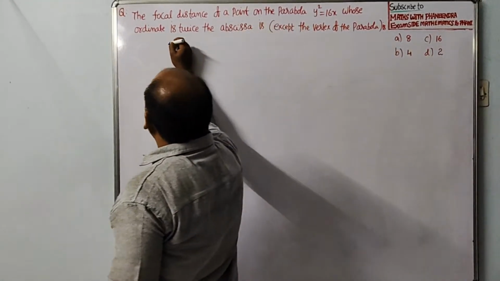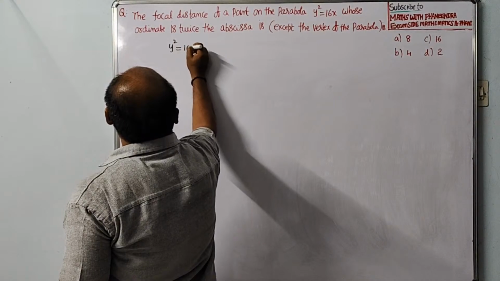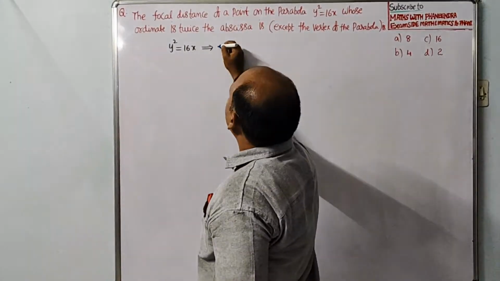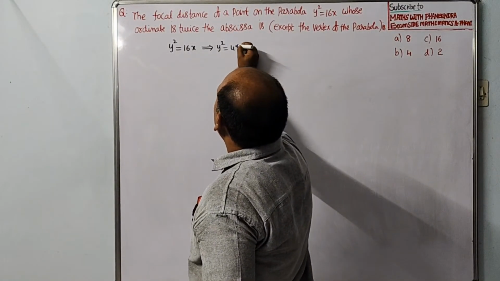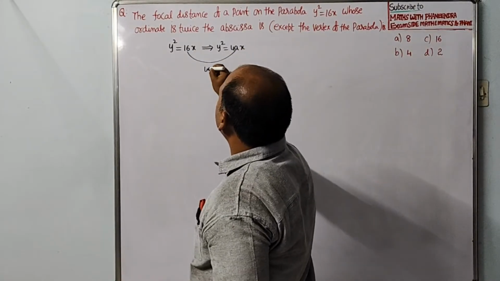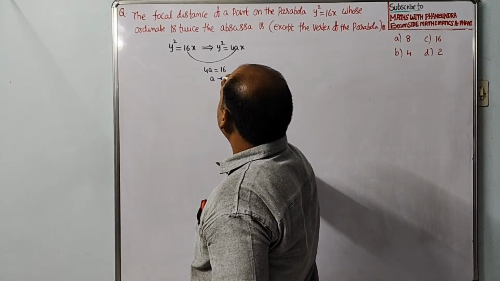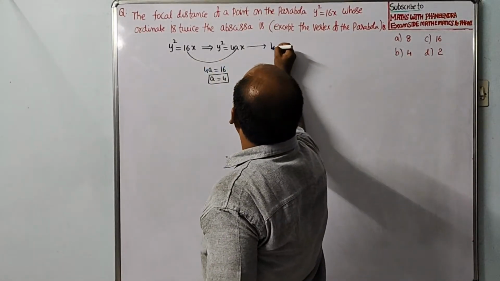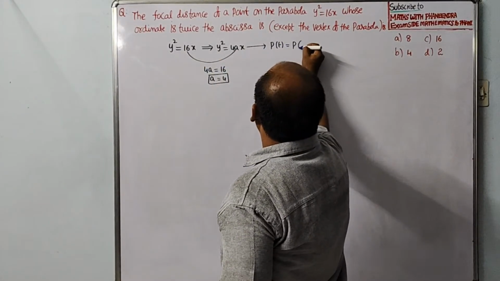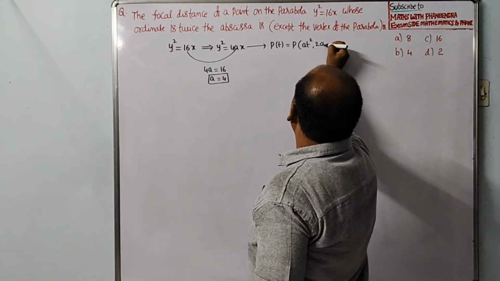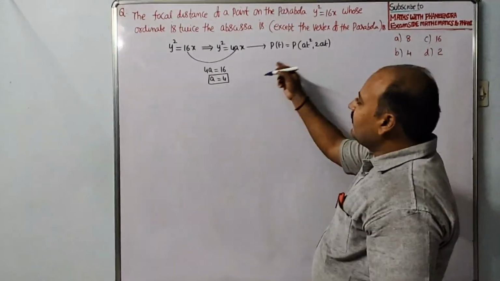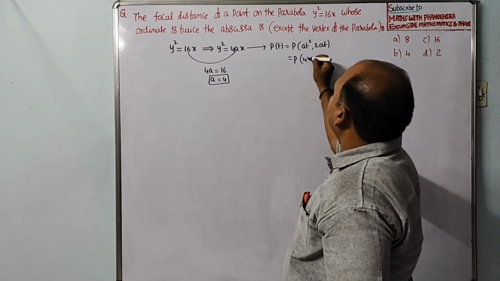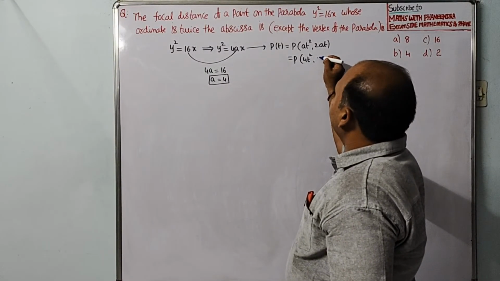So first, given parabola y square is equal to 16x. This equation compared with y square is equal to 4ax. So 4a is equal to 16, a is equal to 4. What is the parametric point on this, P of t? It is equal to P of at square comma 2at, the parametric point of this parabola. So a value we got it now. So P of t is 4t square comma 2 into a, which is 8t.